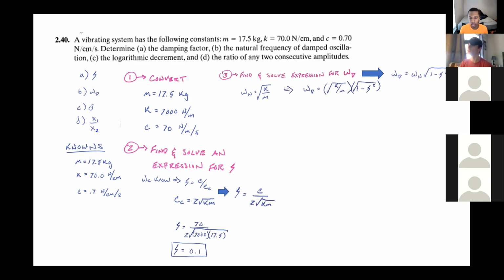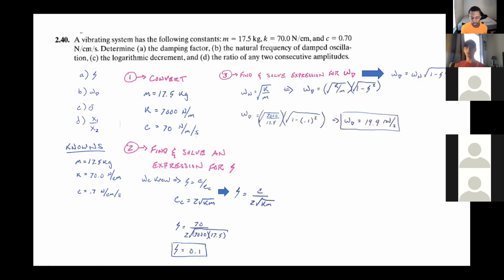Step 3, find and solve an expression for omega d, your damped natural frequency. So it'd be your damped natural frequency is omega n. Natural frequency of the damped system, that's omega n. But yeah, bottom is 2 square root Km. Yep. So our omega n is square root of K over M. We know that from the formula sheet. So we can plug that into this expression here. Or, we could also solve for a natural frequency and then find a value for that and then plug that into this equation. They both work.